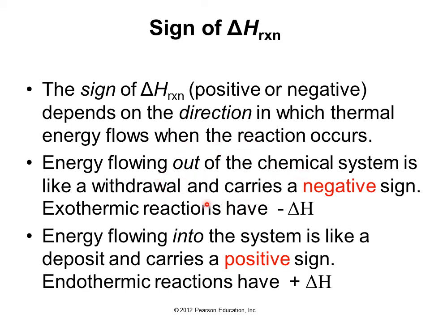Energy flowing out of the chemical system is like a withdrawal from the bank. It's a negative sign. Delta H is negative. Energy flowing into the system is like a deposit. It carries a positive sign. Endothermic reactions have a positive delta H. Delta meaning the change in heat content.